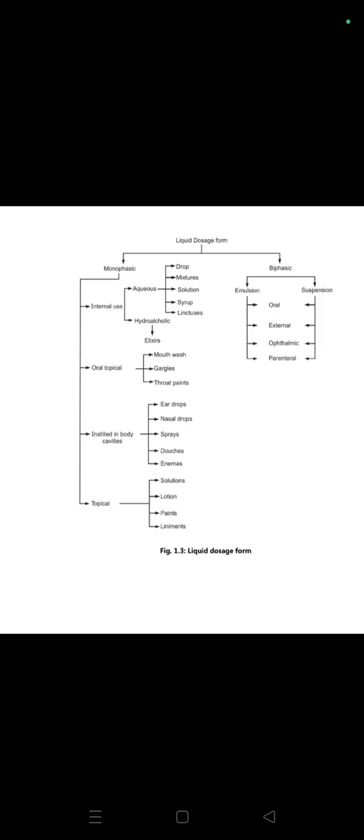Then biphasic dosage form may be classified as two types, namely emulsion and suspension. Emulsion and suspension may be oral, external, ophthalmic, and parenteral. Both are the same.